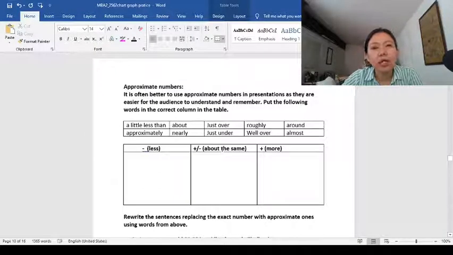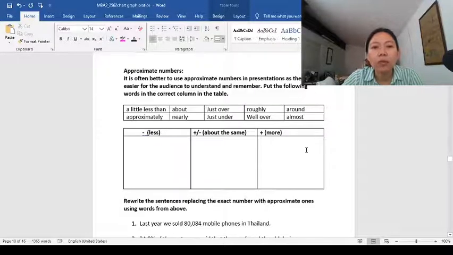Next, we'll talk about approximate numbers. So we have the words in the box here: a little less than, about, just over, roughly, around. So what I'd like you to do now is put the following words into the correct columns in the table. If you think that a little less than is used to say something less than or well under, you just put a little less than in this box.